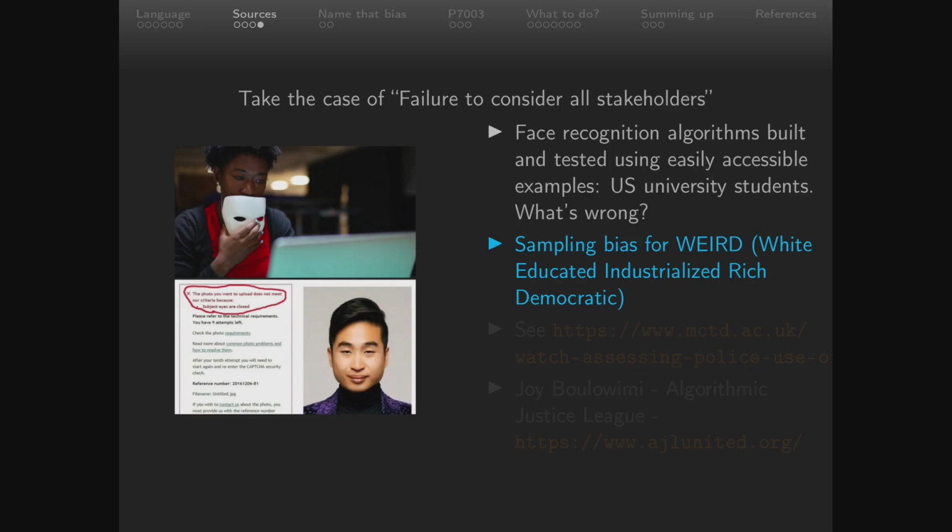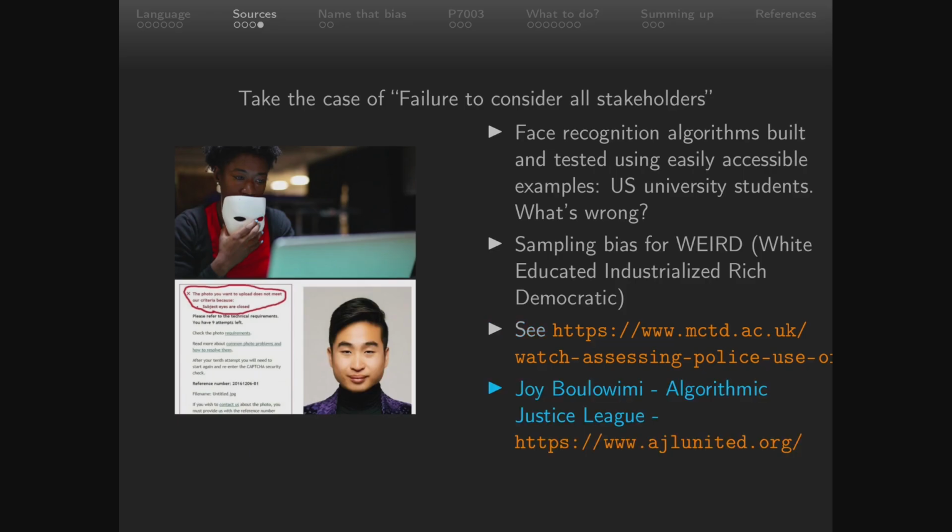And if you look at the other example here, sorry about the tiny, tiny font down here, this picture is inadmissible because this person has their eyes closed. That's what's apparently wrong with that analysis, that facial recognition system. You can find more information about that at that website, and also Joy Buolamwini's Algorithmic Justice League website.